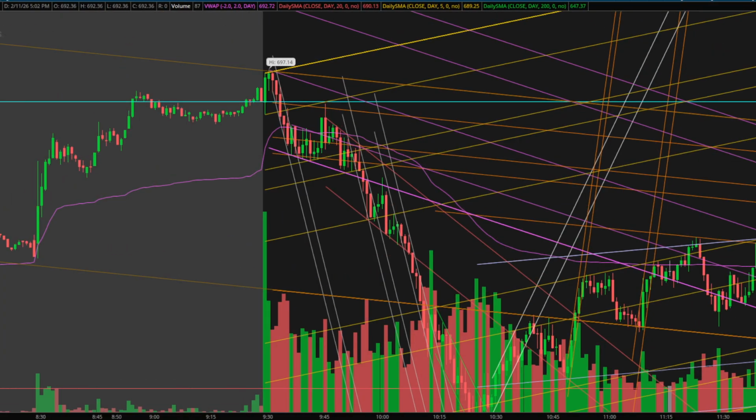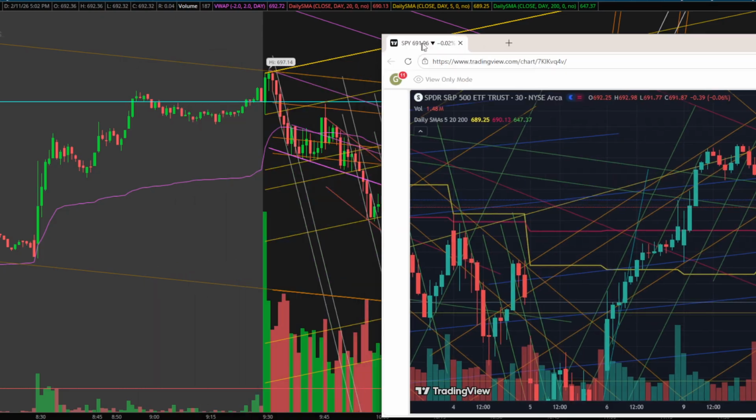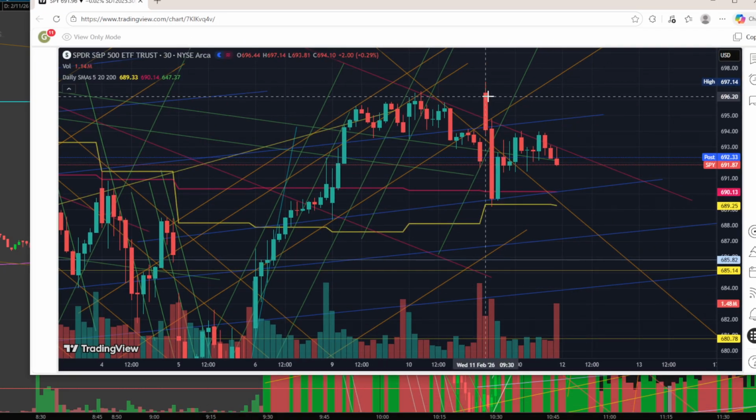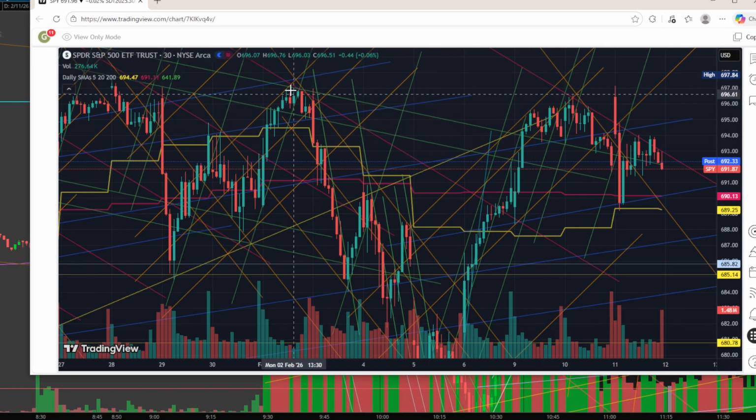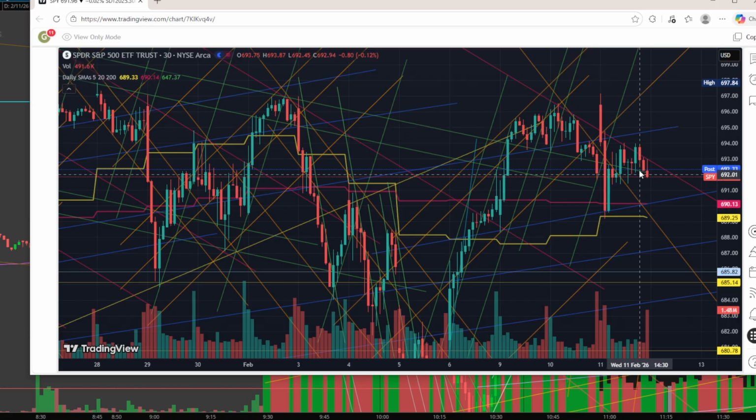Coming into today, I don't feel like I'm emotionally charged or anything, but trying to take it easy. So gapped up here, completed this cup in the morning with that wick, and started selling off.